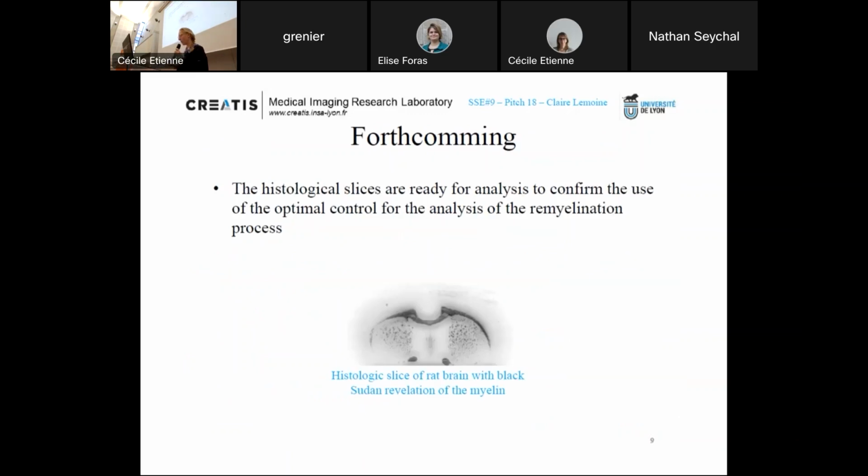For the future, I will analyze the histology to compare with the MRI captures of last year.